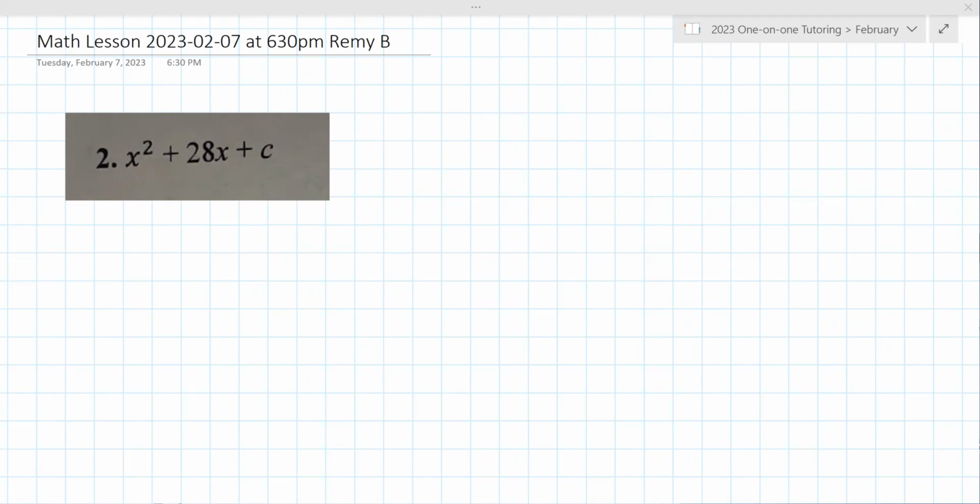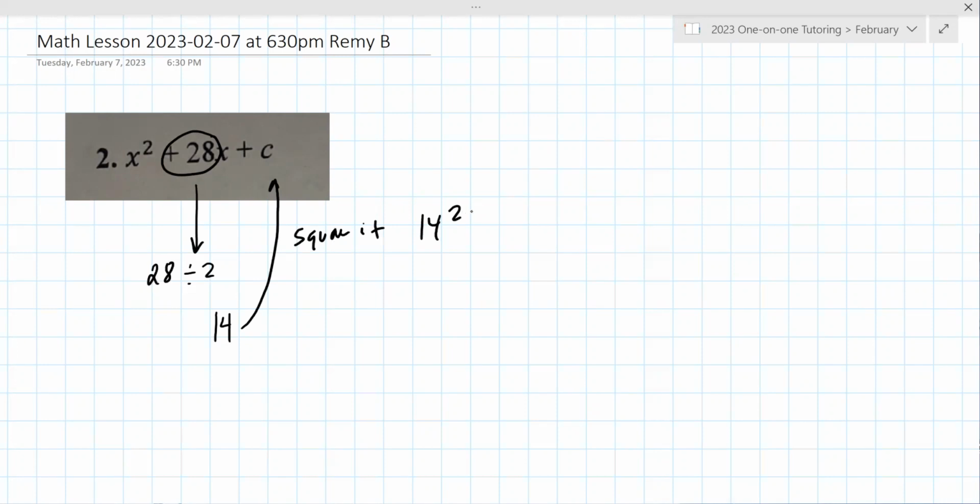Okay. So when you're completing the square, you might have seen some formulas in class. I'm not big on formulas unless we have to. First thing you look at is this middle number here, and you have to cut it in half. What is 28 divided by 2? 14. And then to go back to C, you have to square it. So 14 squared. So that's like 14 times 14.